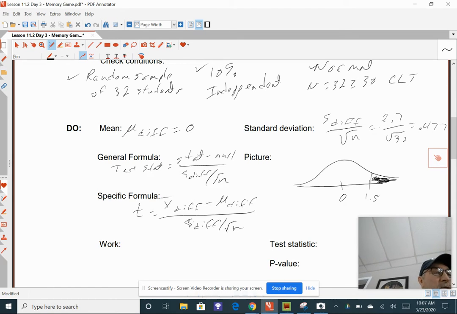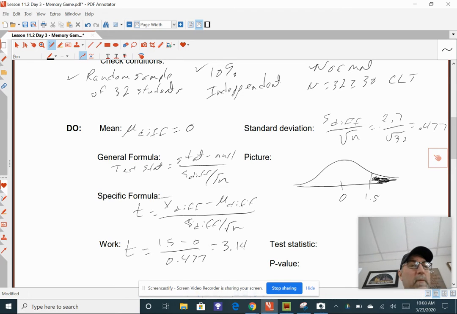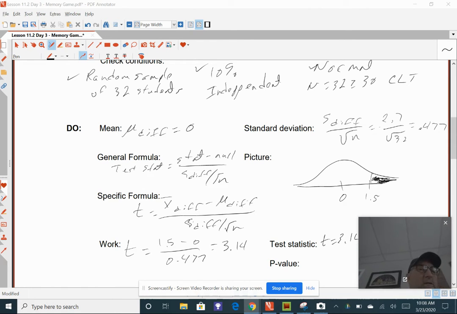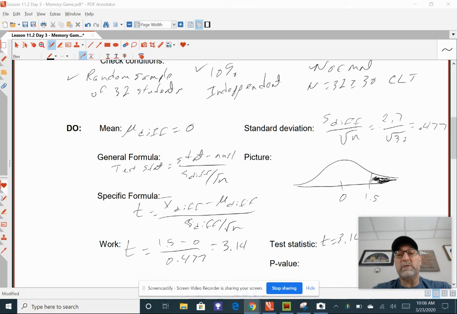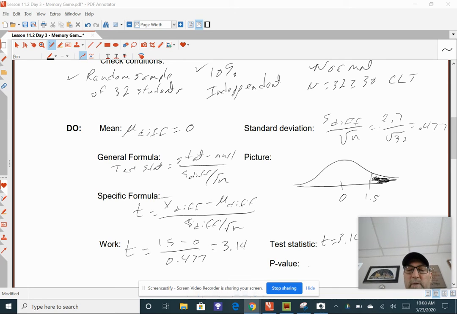All right. So in this case, t equals 1.5 minus 0 divided by 0.477, which equals 3.14. Hey, look at that, pi. All right, so our test statistic, t equals 3.14. And our p-value then, like I told you a bunch of times, I would use my calculator to find it right away. If you do that, you'll find out that p-value is 0.001.